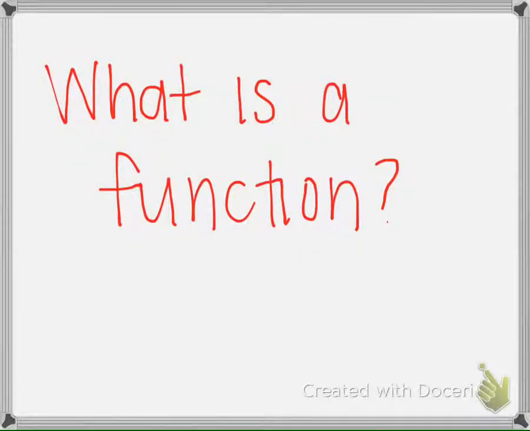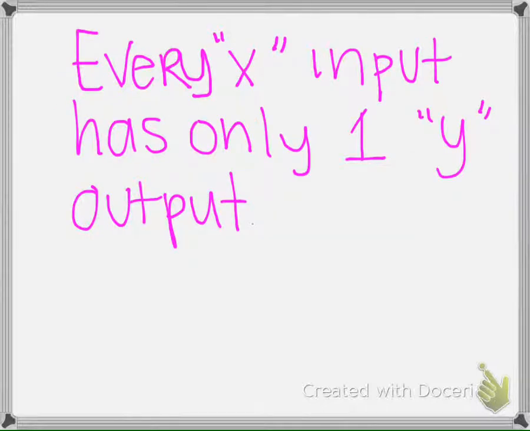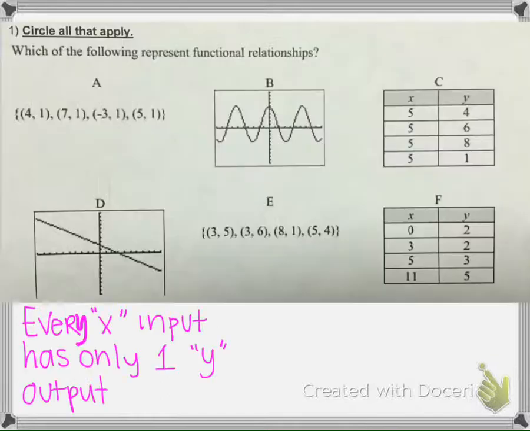This video will help you identify whether a given graph, table, or set of points represents a function. So let's start with the definition of a function. To be a function, every x, or input, can only have one y value, or output. So let's begin with the first example.